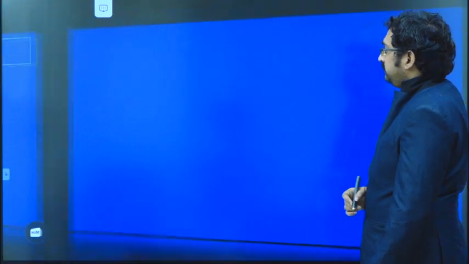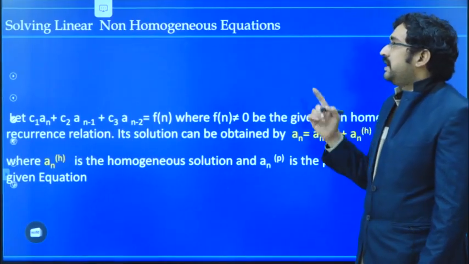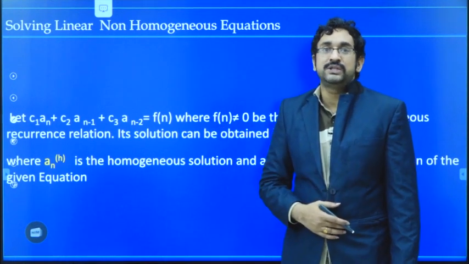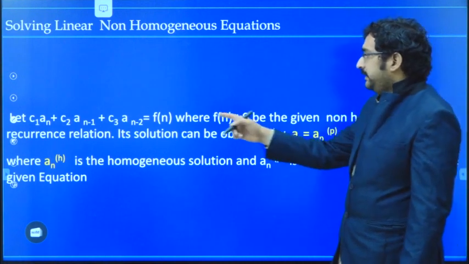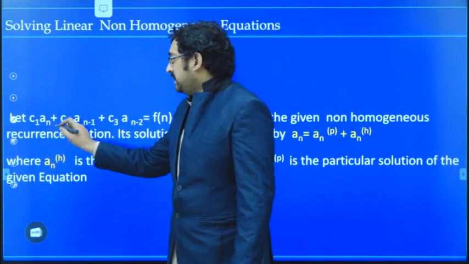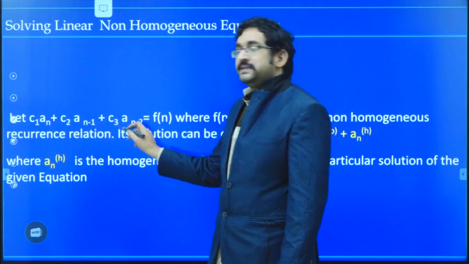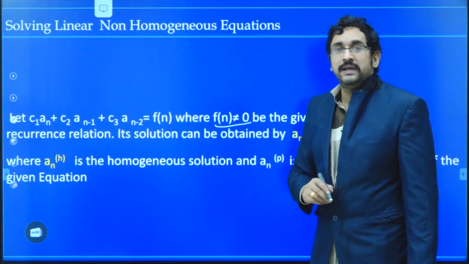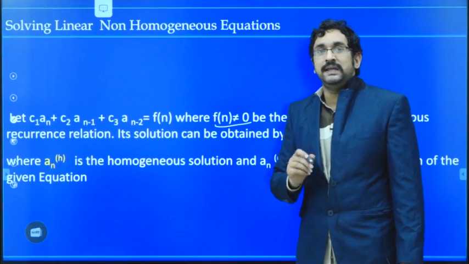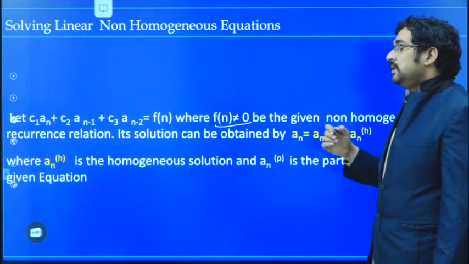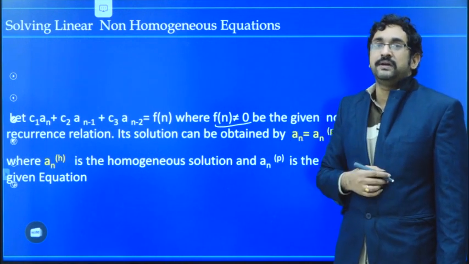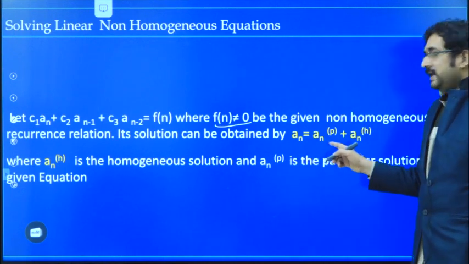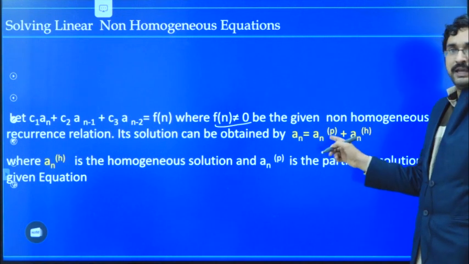Take one more example. Now we will discuss solving non-homogeneous linear equations. When can we say that the equation is non-homogeneous? If the equation is in the form C1 a_n + C2 a_{n-1} + C3 a_{n-2} = f(n), where f(n) is non-zero, then it is a non-homogeneous linear recurrence relation. When we want to find the solution for a non-homogeneous equation, its solution will be in the form a_n = a_n^(p) + a_n^(h).